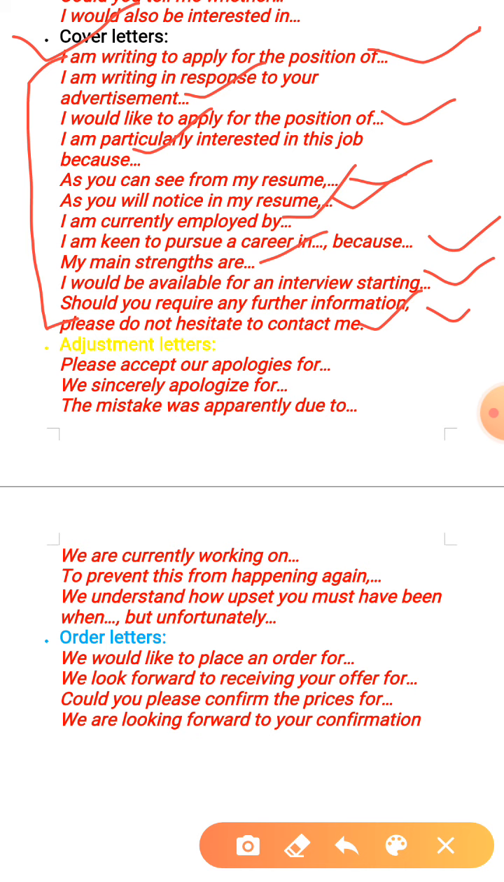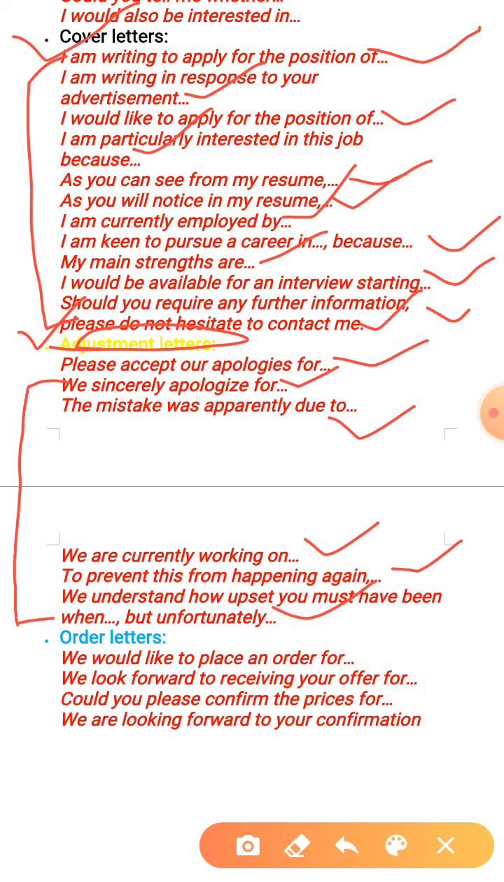And next, adjustment letters. Please accept our apologies for, we sincerely apologize for, the mistake was apparently due to, we are currently working on, to prevent this from happening again, we understand how upset you must have been when, but unfortunately. Okay, these are phrases and sentences used in adjustment letters.